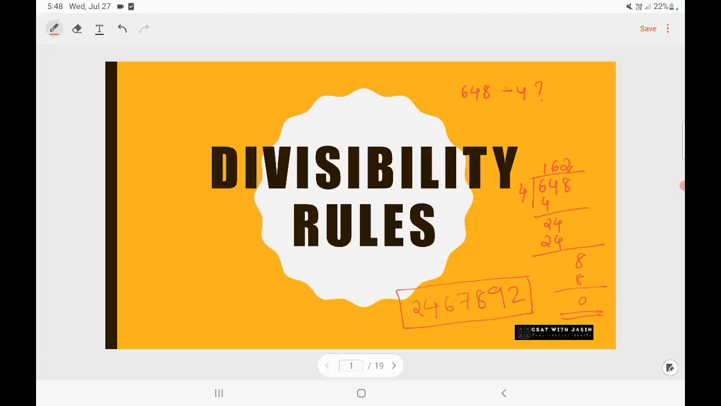Another thing that I need to add here is that in this division, this is called the quotient, this is the remainder, this is the divisor, and this is the dividend. So now we'll move on to the divisibility rules. In this video, we'll be studying the divisibility rules for the numbers 1 to 13.